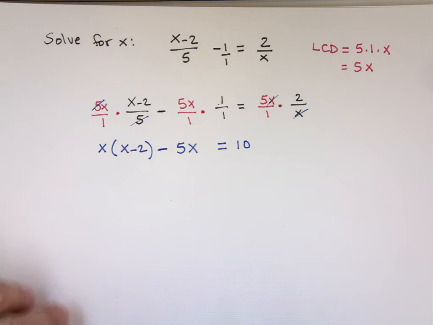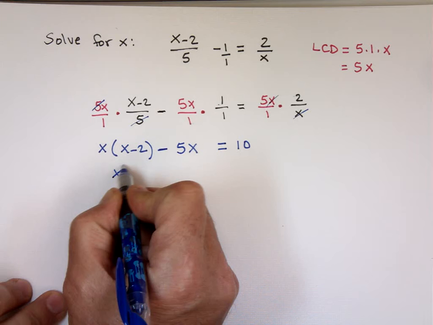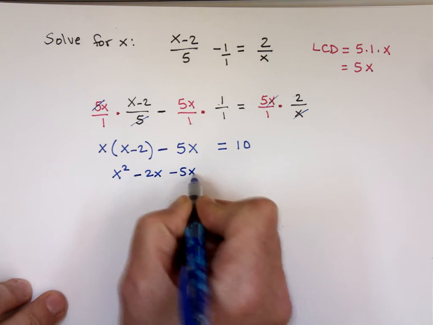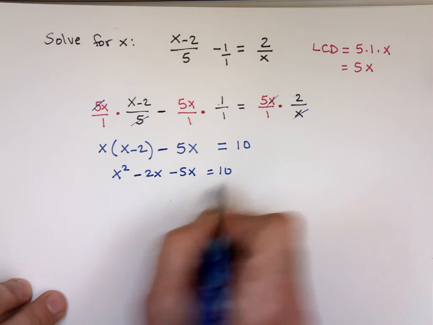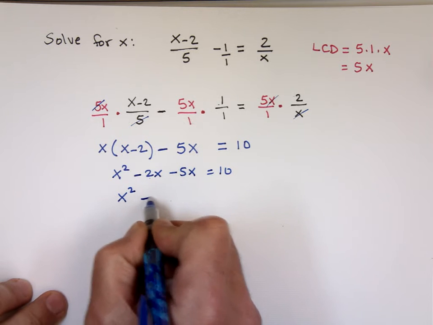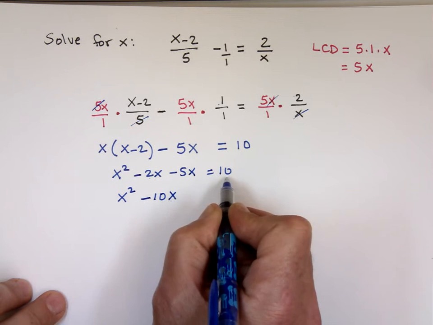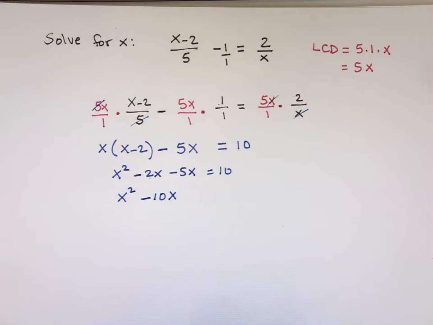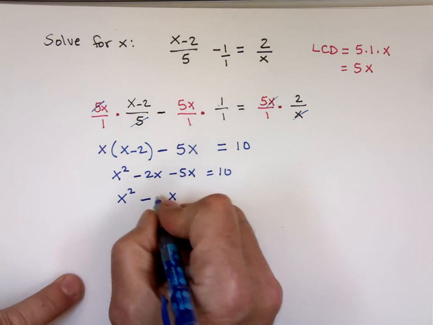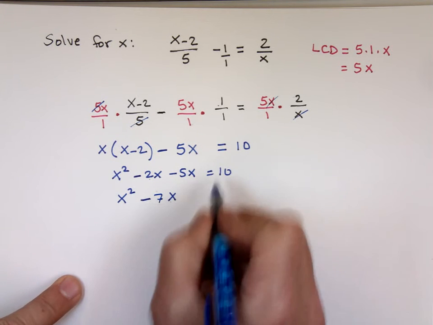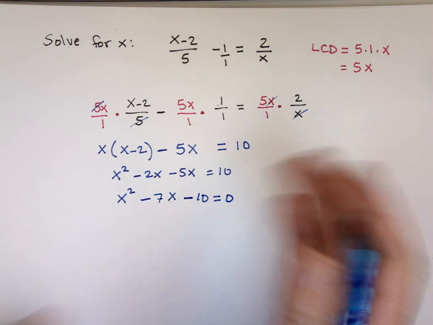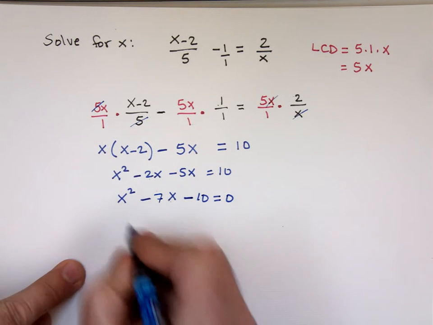And now let's multiply this. That's x squared minus 2x minus 5x equals 10. Clean that, bring everything to one side. We have x squared. Negative 2 minus 5 is negative 7x, not 10x. I'm adding. Negative 7x. When I bring that 10 to this side, that's a negative 10. Move everything to one side. We did that. Factor completely.